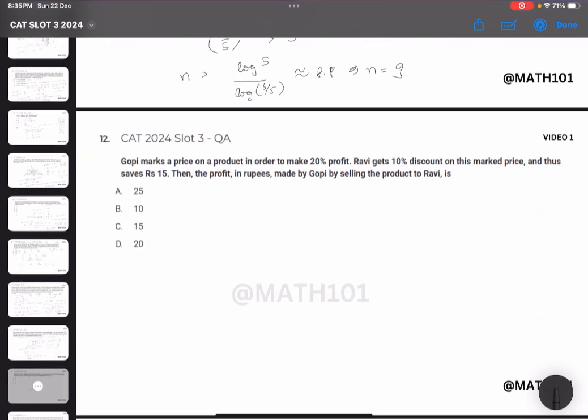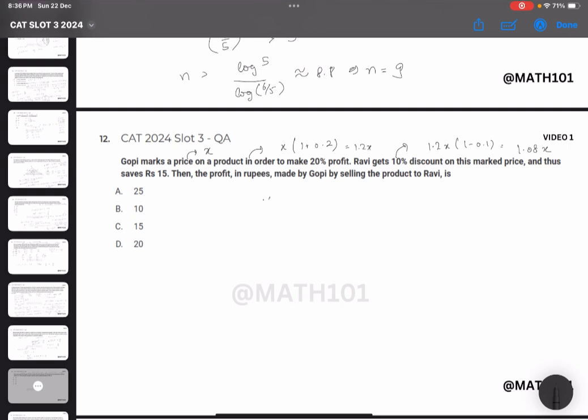Next, Gopi marks a price on a product in order to make 20% profit. Let the price be x, then the marked price would become x into 1 plus 20%, which is 0.2. So that becomes 1.2x. Ravi gets 10% discount on this marked price, so it would be 1.2x into 1 minus 10%, in fraction 0.1, which becomes 0.9 into 1.2, that is 1.08x, and thus saves rupees 15.